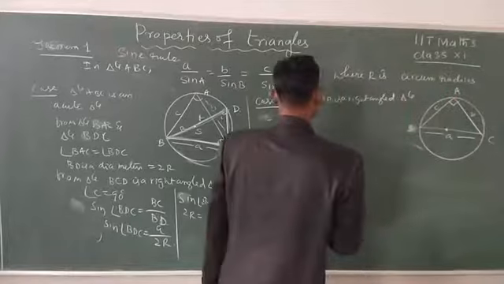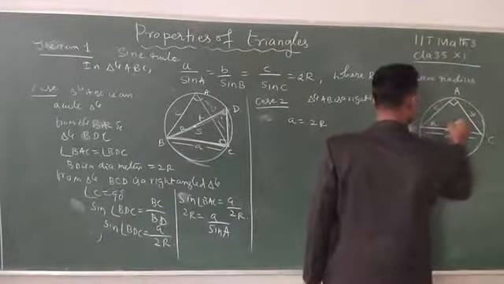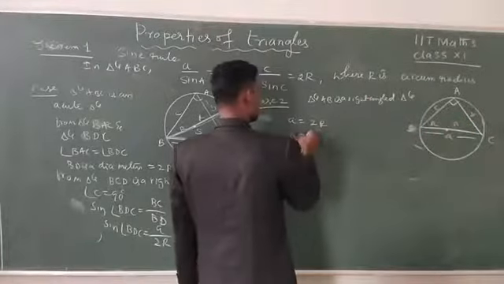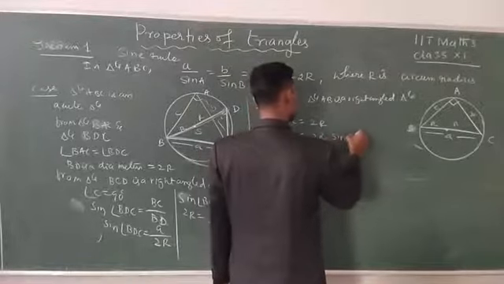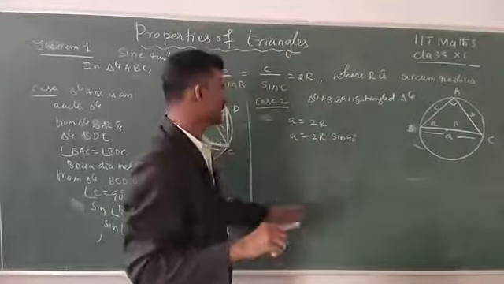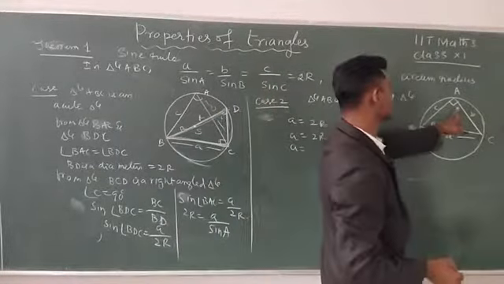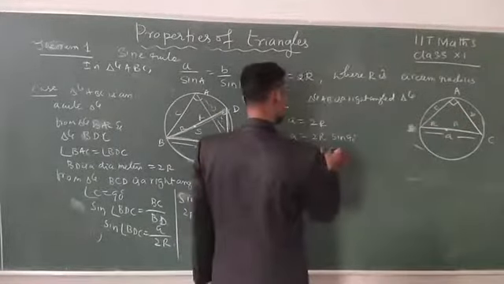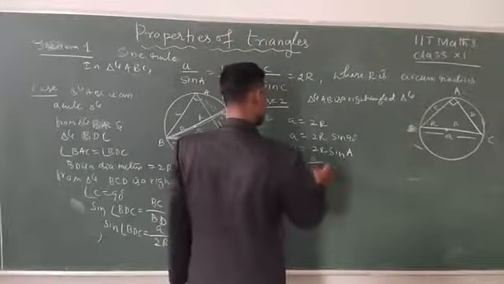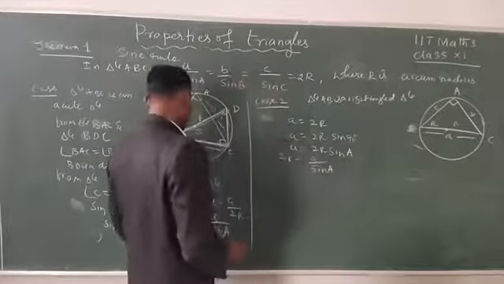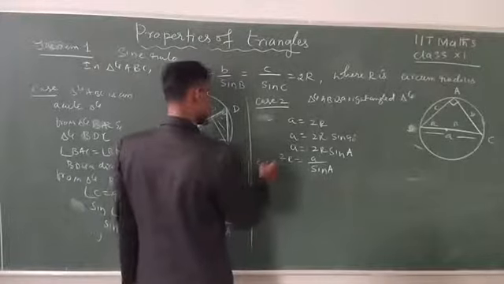That's why this opposite side is A, and the others are B and C. Now A is equal to 2R, since BC is R plus R, 2R. So A is equal to 2R into sine 90 degrees, where sine 90 is equal to 1. Since 90 degrees is angle A, this is 2R into sine A. Then 2R is equal to A by sine A. Now we take case 3.